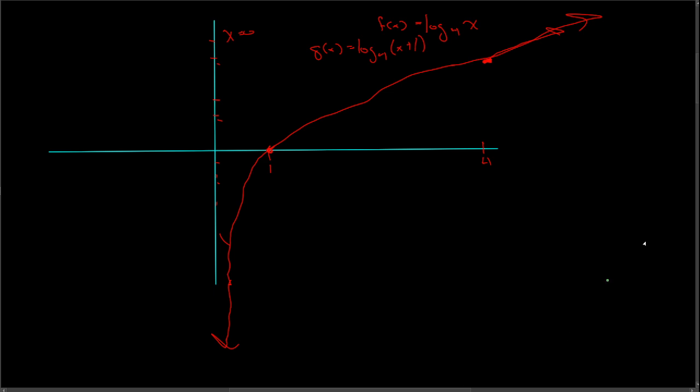And so for log base 4 of x plus 1, I'll do that in green. X plus 1 is a shift to the left. In this case, what we're saying is when x is 0, it will have the same value as the initial function when x was 1. So this point here is going to shift to the left 1. This point here will shift to the left 1. And the asymptote will shift to the left 1.